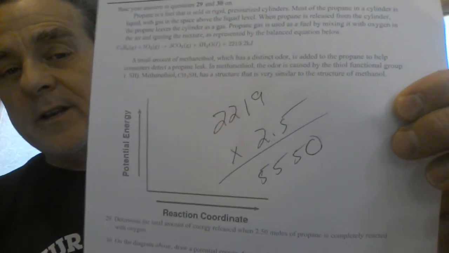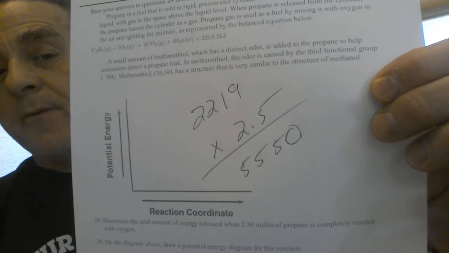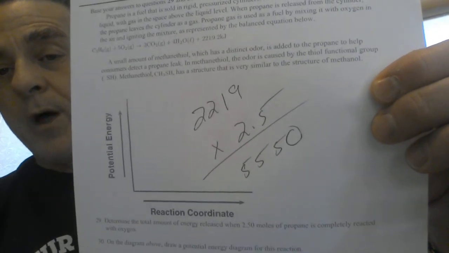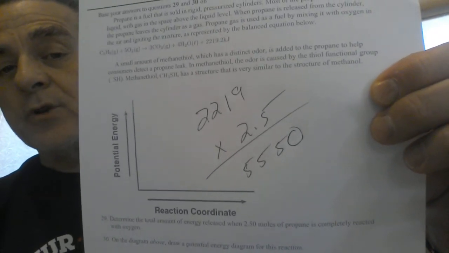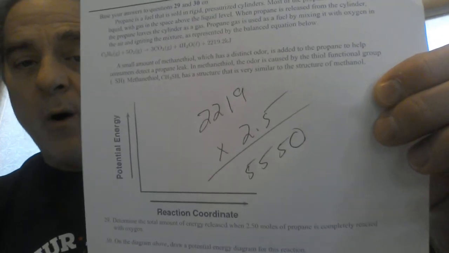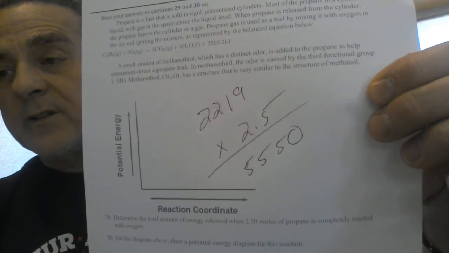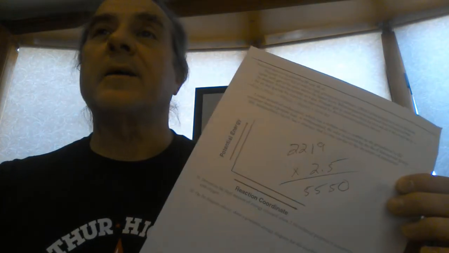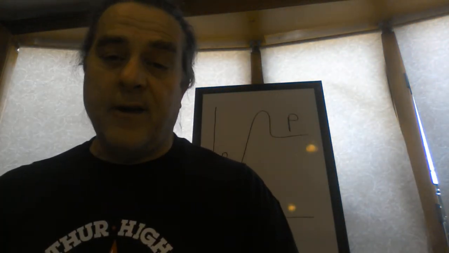I think. All right, can you see that? 2219 is provided in the equation, multiplied by 2.5 moles, because it's 2219 per 1 mole. And then we get 5,550. I didn't leave myself a calculator. I'm pretty sure that's right. If not, someone will tell me and I'll correct myself in the future.